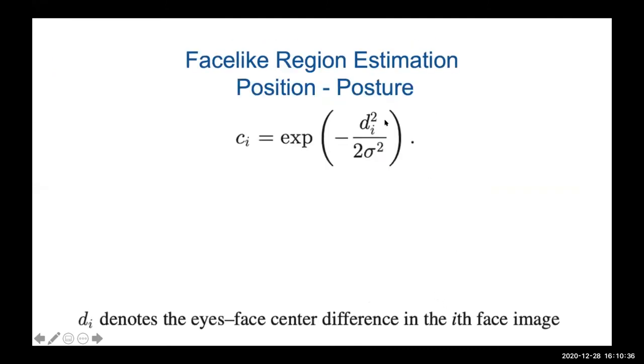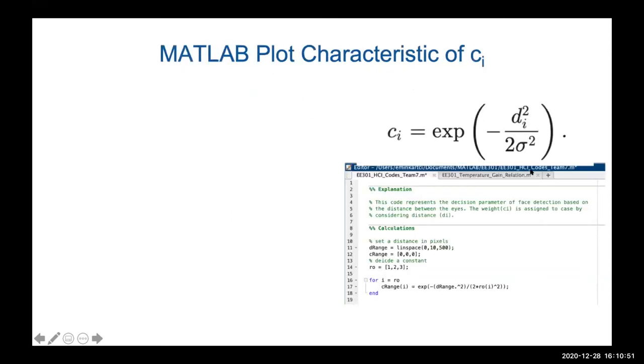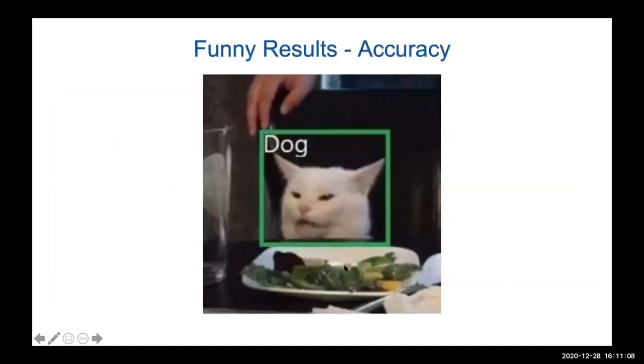You have to set a parameter, and in general, people use the distance of the eyes. You can see Hakkı's picture here, and the distance of the eyes can be represented like that. We don't use it directly. Instead, we put a weight on it. If you can't visualize this relation, we can see its characteristic. You can write a simple MATLAB code, and here is the Di and Ci characteristic depending on the constant. The constant will in general be between 1 and 3. If you don't want to get these funny results, you have to set these parameters right.